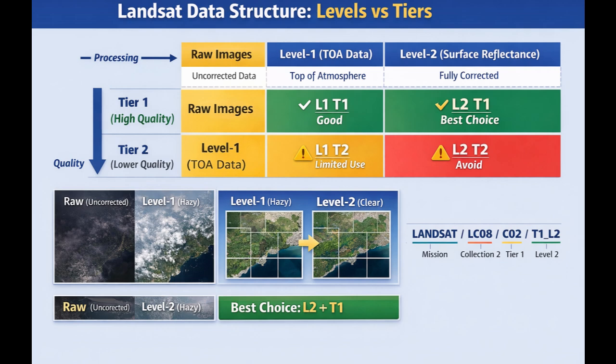Second, Tier 2 data. These datasets have lower geometric accuracy compared to Tier 1. They may contain positional errors, so they are generally not recommended for detailed analysis. For most applications, you should always use Tier 1 datasets. So always remember, level tells you about corrections and tier tells you about quality.